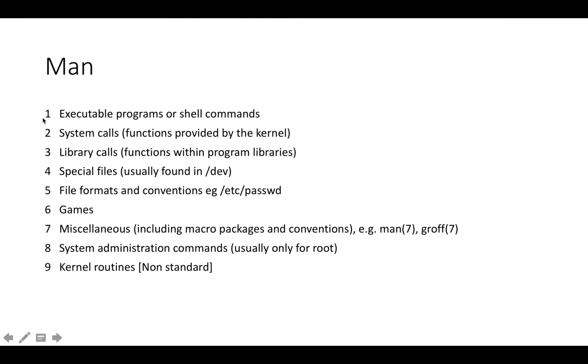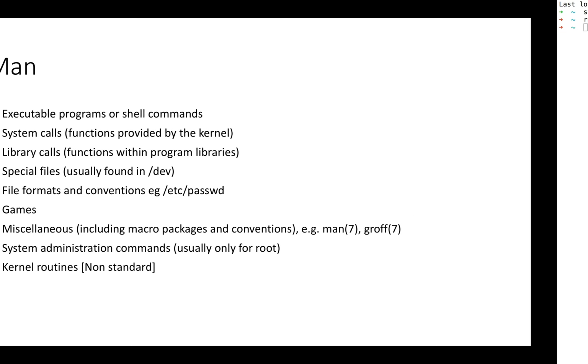There are different sections for the man pages, as they're called. The main two we're going to look at are number 1 and number 3. Number 1 are executable programs or shell commands, and shell commands are like ls, cd, and things like that. And 3 are library functions, which are like printf, puts, cosine, and power, like we looked at before.